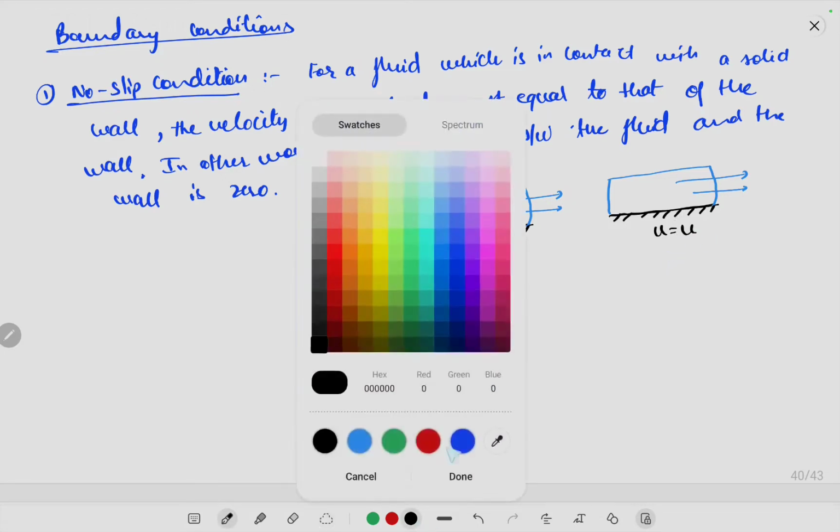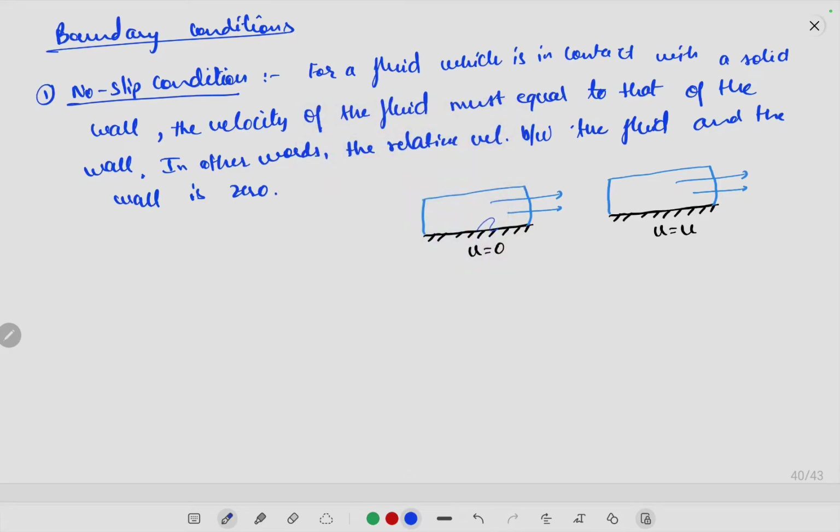Okay, so what can you say about the fluid which is in contact with the wall? Let's say there is a fluid layer which is in contact with the wall. I am just marking it with this blue color. So what can you say about this fluid layer? The velocity of this fluid layer is 0 because the velocity of the solid wall is 0. Okay, and in this case the velocity of the fluid layer which is in contact with the solid is u. So this is what the no slip boundary condition tells me.